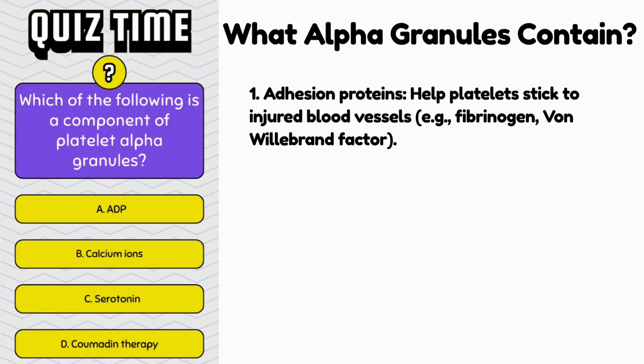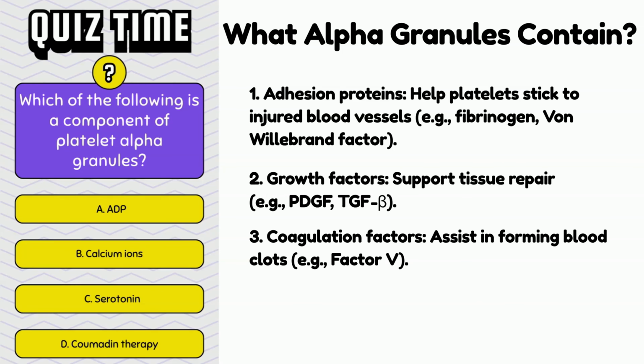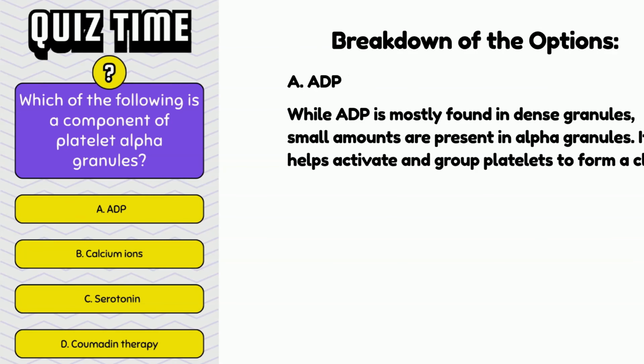1. Adhesion proteins. Help platelets stick to injured blood vessels, e.g. fibrinogen, von Willebrand factor. 2. Growth factors. Support tissue repair. 3. Coagulation factors. Assist in forming blood clots, e.g. factor V. Breakdown of the options.